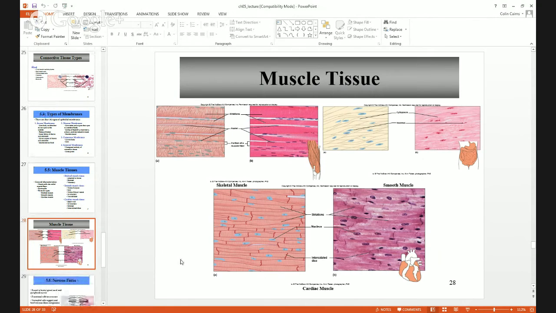Here's a slide of the muscle tissue. And you can see the striations here. And there's some smooth muscles. And this is cardiac tissue. That's skeletal. This is smooth. And this is cardiac.